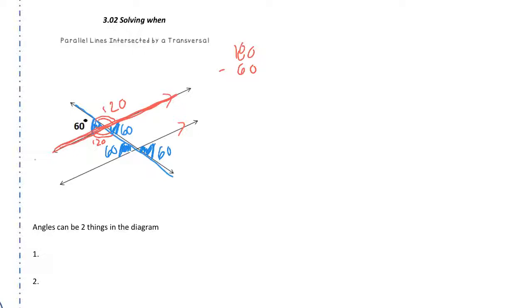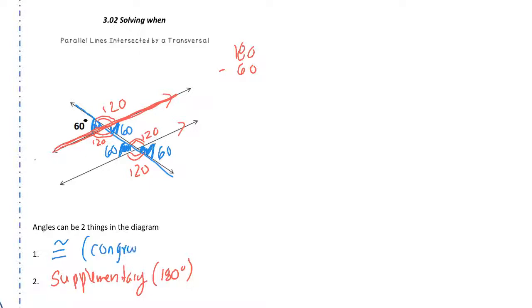And then down here, the same thing happens. This one's 120, and this one's 120. So there's only two options. Angles can be congruent or equal or supplementary, which means they add up to 180 degrees. And I'm just going to write congruent so you see how to spell it. But all it means is the angles are the same size.